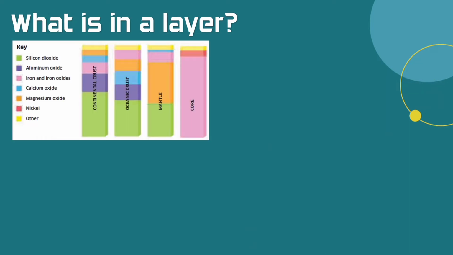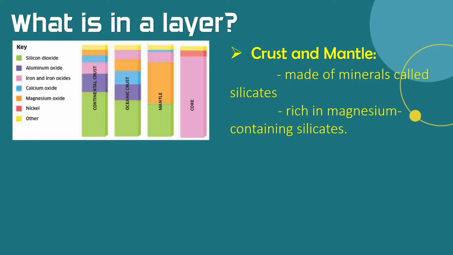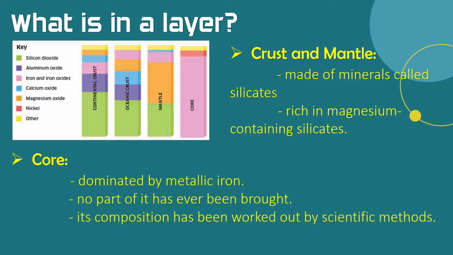What is the inner layer made of? Earth's crust and mantle are mostly made of minerals called silicates, which are a combination of silicon dioxide and metal oxides. The mantle is rich in magnesium-containing silicates, whereas the two different types of crust have less magnesium and more aluminum and calcium. The core is dominated by metallic iron. No part of it has ever been brought to the surface, but its composition has been worked out by scientific methods such as studying earthquake waves.